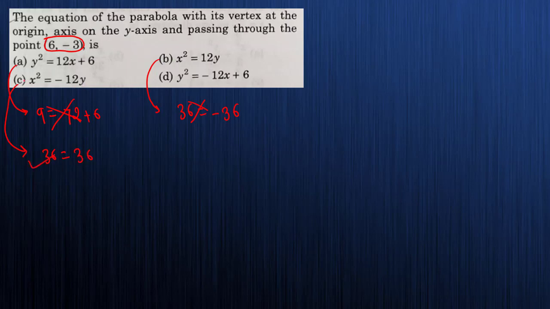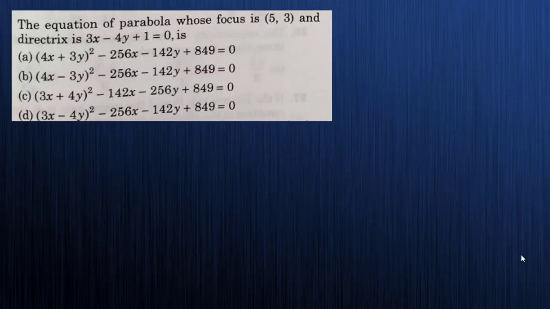Yes, this is the correct answer, option number C. No need to check this y square also. Okay, so your correct answer is C. Very good. Next question. The equation of a parabola whose focus is (5, 3) and the directrix is 3x minus 4y plus 1 equals 0 is, okay.